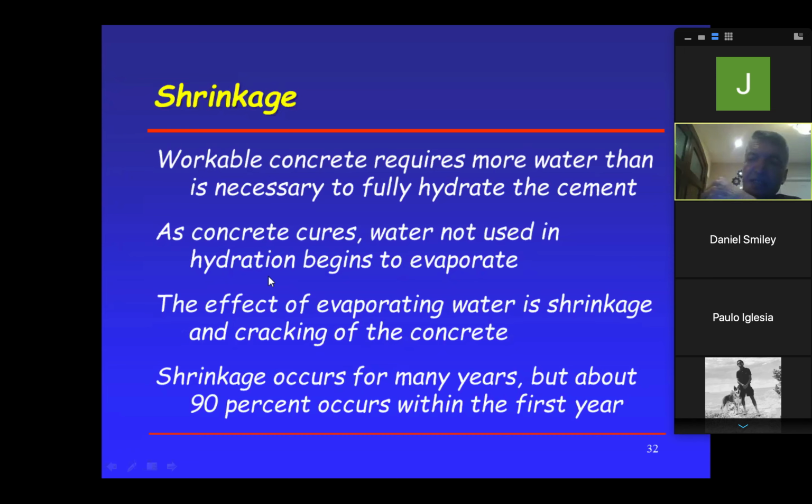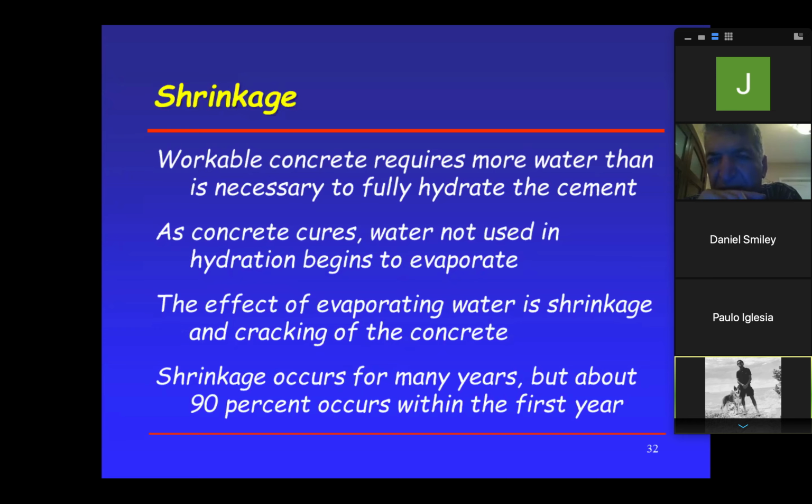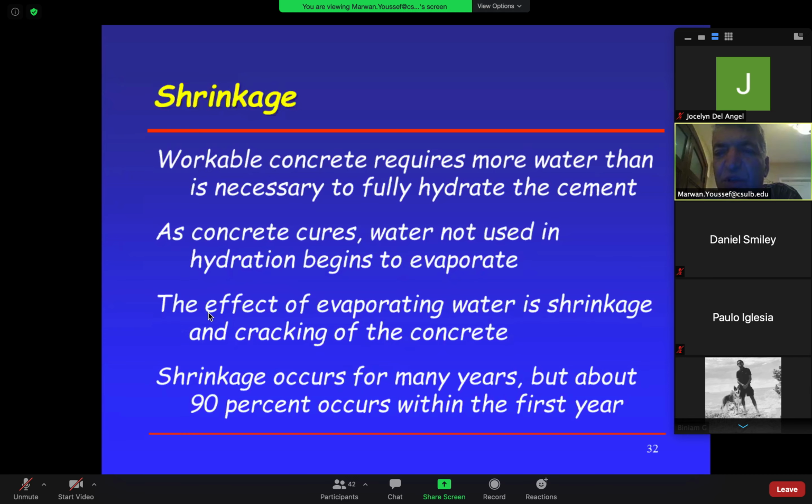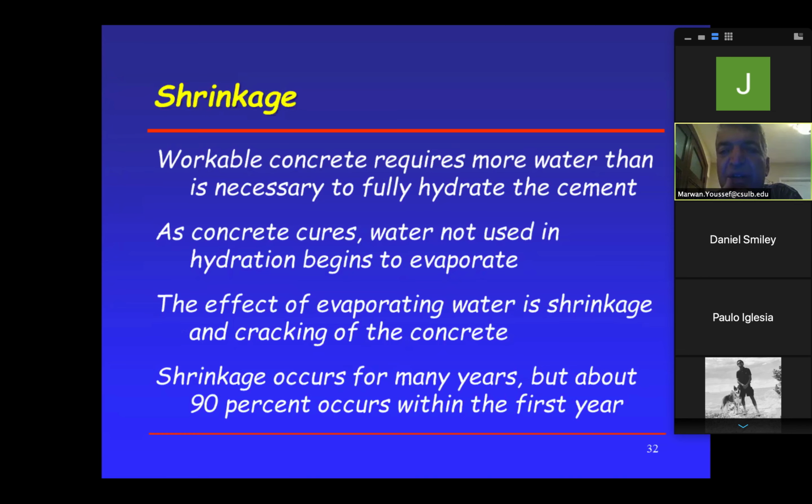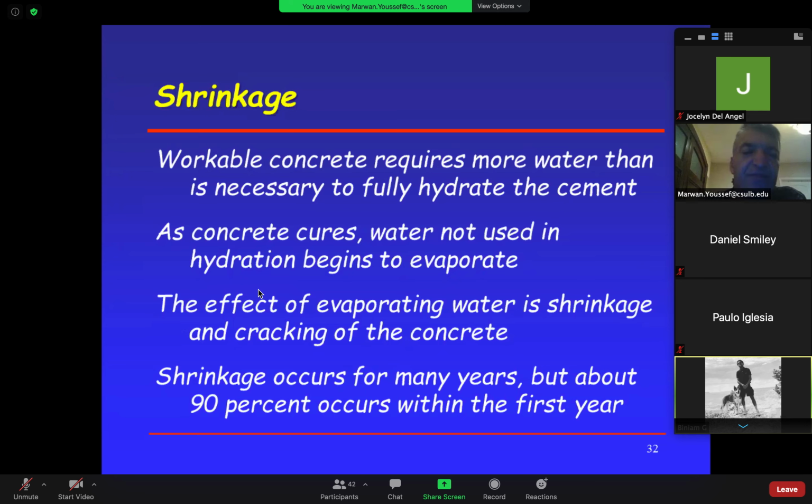I'm sorry? Can you mute your phones, please? Please mute your phones or computers.